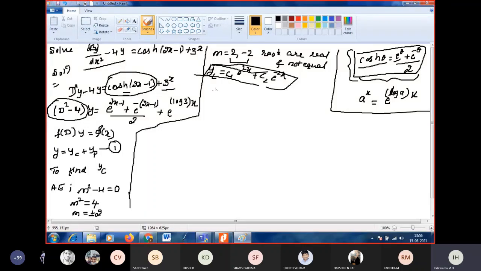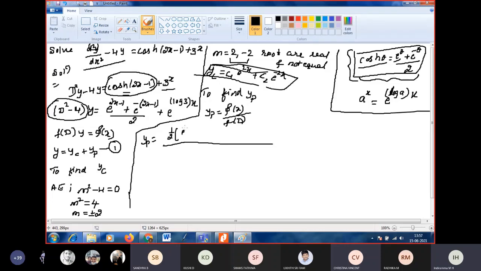Next, we have to find out yp. To find yp, consider yp in the form yp is equal to phi of x by f of D. Phi of x means the RHS. What is the RHS we have? 1 by 2 into e power 2x minus 1 plus e power minus 2x minus 1, plus e to the power of log 3 into x.